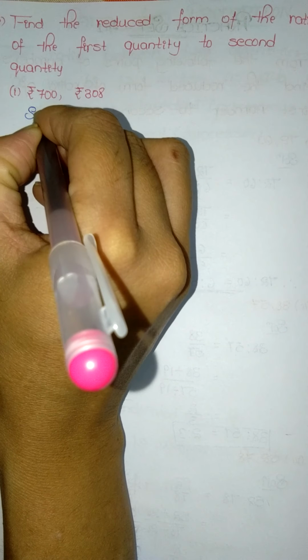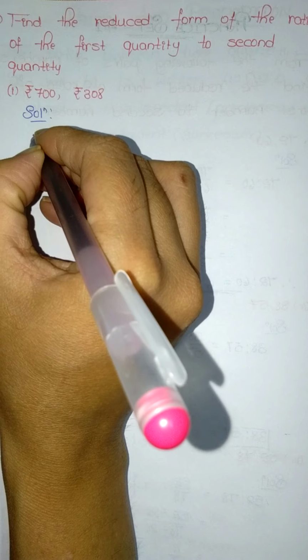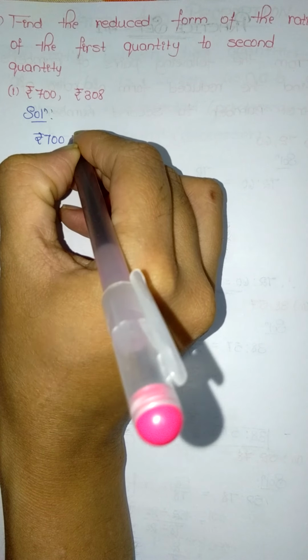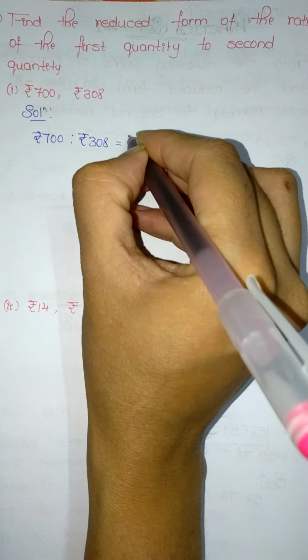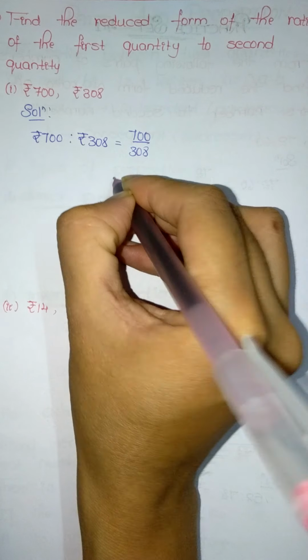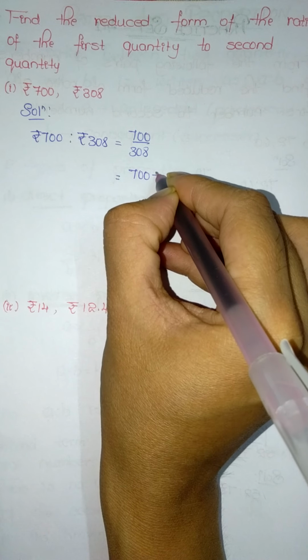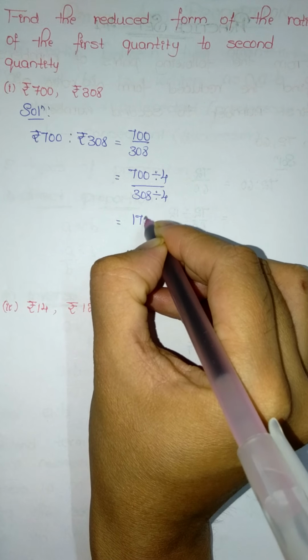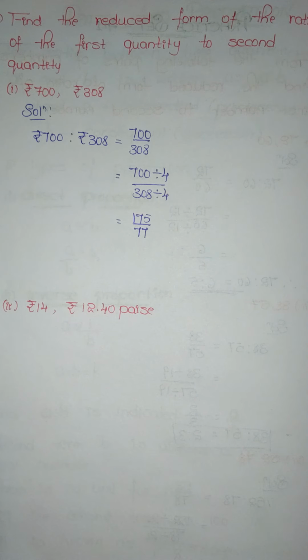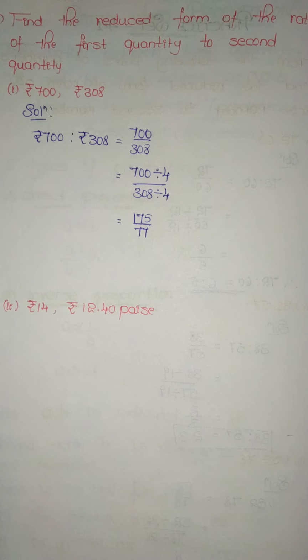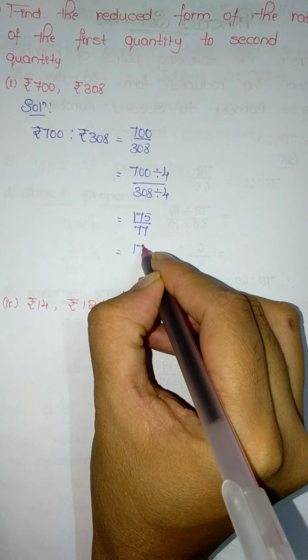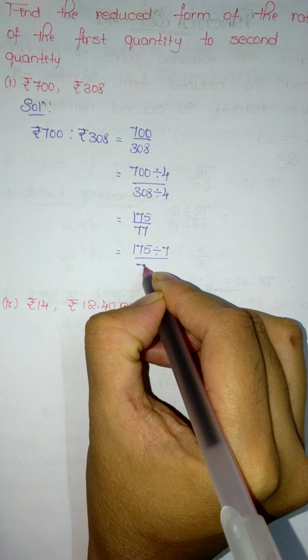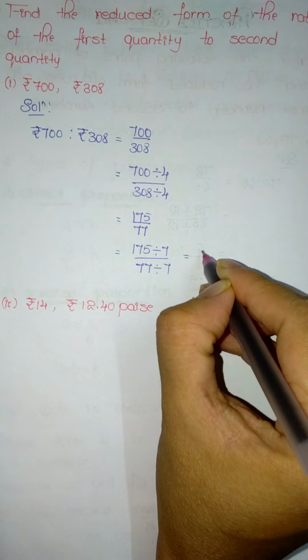So we can write it as 700 to 308, or 700 by 308. We can divide this by 4. So here it is 175 by 77. We can simplify this further, so we divide again by 7. Here both numbers are divided by 7: 175 by 7 and 77 by 7. So the answer is 25 by 11. We cannot simplify this again, as 25 and 11 are not divisible by any common number.